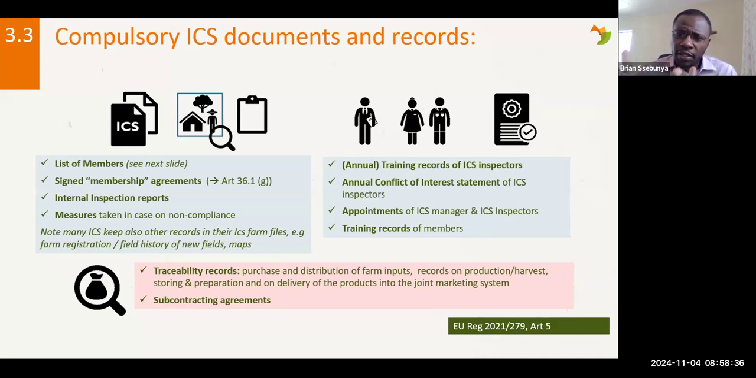But what separates a record from a document is that this one is done. It's historical evidence that something is done. So, for example, when you look at your list of farmers, that's putting together evidence of existing farmers. Membership agreement signed. Before an agreement is signed, it's just a document. When it's signed, then it becomes a record.